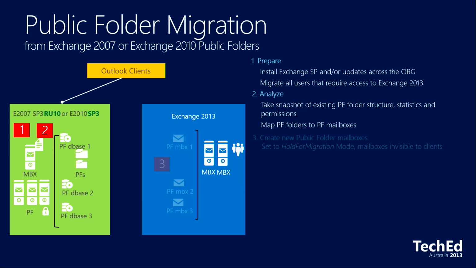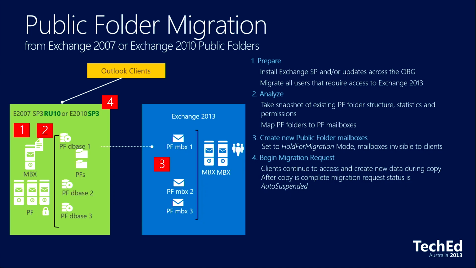Once you've got that mapping done, you'll go ahead and create new public folder mailboxes, but you'll put them on the hold for migration switch. You do that to signify that you're creating new hidden public folder mailboxes because you're still using the legacy public folder mailboxes. Before you can do the migration, you have to take all of your clients and move them to 2013, because new clients can access legacy public folders, but legacy clients cannot access modern public folders. So all of your mailboxes need to be moved first.